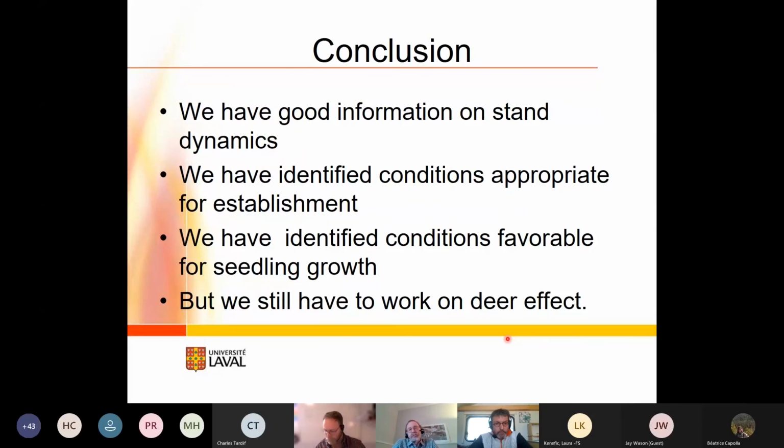So in conclusion, we have quite good information on stand dynamics, and you saw that it is quite close to what Laura mentioned also in terms of results. We know some of the good conditions for establishment. We also have some good cues as for favorable conditions for growth, but we still have to work on the deer effect, and especially try to find ways to at least temporarily reduce the browsing pressure, so that cedar seedlings can reach out of the reach of deer.